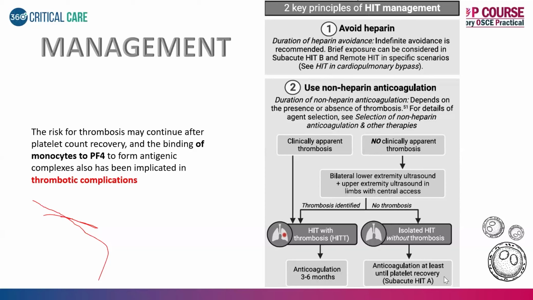So first thing, stop heparin. Second thing, start anticoagulation which is not heparin based. And how long, it depends on presence or absence of thrombosis. If there is thrombosis, 3 to 6 months. If there is no thrombosis, then continue until platelet becomes normal. So that gets categorized as HIT, subacute HIT A. I'll show you the next slides where you will understand what the categories are. So this is basically what you need to write about management of heparin-induced thrombocytopenia and thrombosis per se.